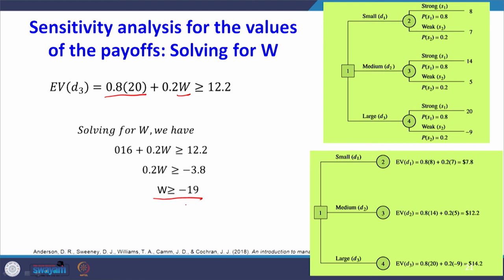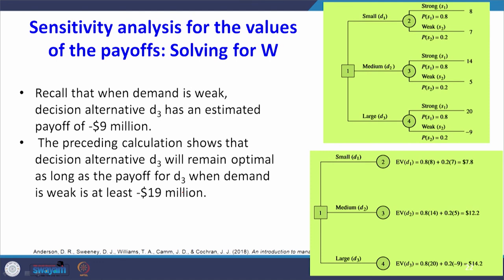Now, you see that in our problem it is given as −19. So, what we are learning from this is that even when the demand is weak, even if the payoff goes down to −19, our D3 will still be the best decision. We have found the range for our payoff, and within that range our recommended decision D3 will remain the same. Recall that when the demand is weak, the decision alternative D3 has an estimated payoff of −$9 million. So, the preceding calculation shows that decision alternative D3 will remain optimal as long as the payoff for D3 when the demand is weak is at least −$19 million.